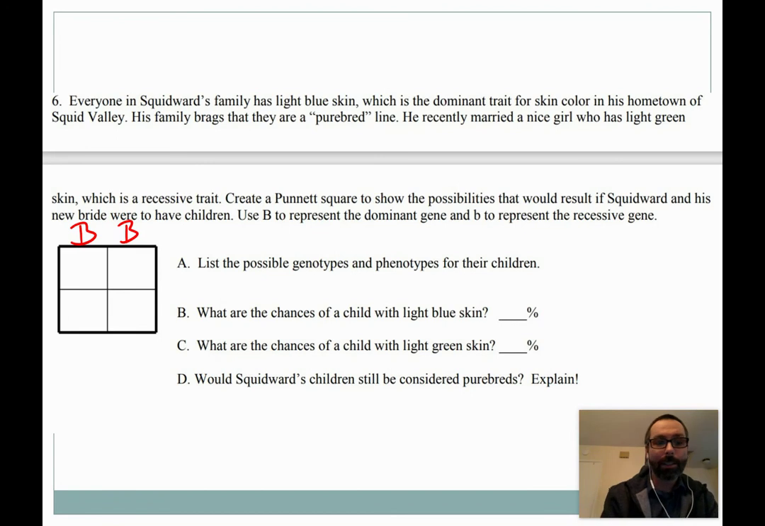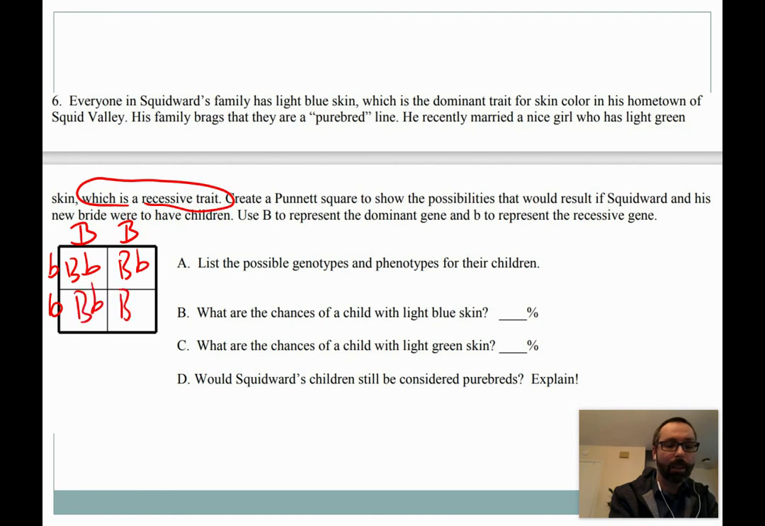He married a girl who has light green skin. Now, the light green is recessive. It told us that. So we know that these should be little b's, or whatever letter you used. Then we go through and we fill it out. Big B's and little b's all around, because Squidward only has big B's to give and his lady friend only has little b's to give. So the possible genotypes, there's only 1. And they're all going to be blue because they all have a big B.